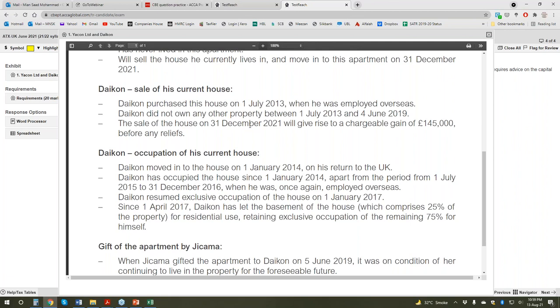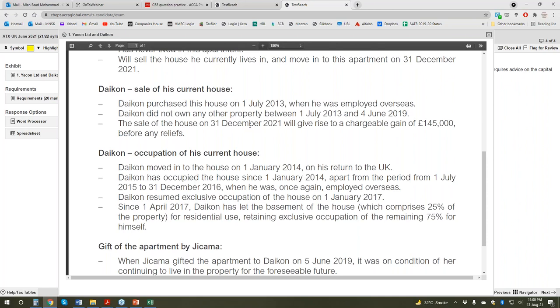Now, D has occupied the house since 1st January 2014, apart from the period from July 2015 to 31st December 2016. I guess that is again 1.5 years when he was gone, once again employed overseas. Okay, that's fine. So he bought the house from almost July 2013, but he moved into the house when he returned to the UK on 1st January 2014. Then he later moved out of the house again for overseas employment, and then he got back after 1.5 years.